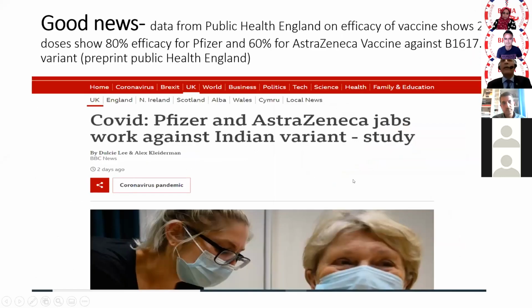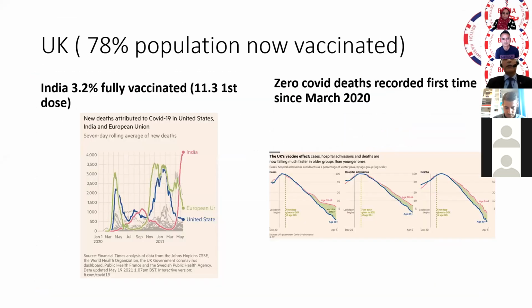But good news is that the Public Health England has released the data yesterday or this week, which shows that the current vaccines are highly effective against this new variant. So therefore, there should not be any worry. In fact, we should, as healthcare workers, promote vaccination as much as we can.